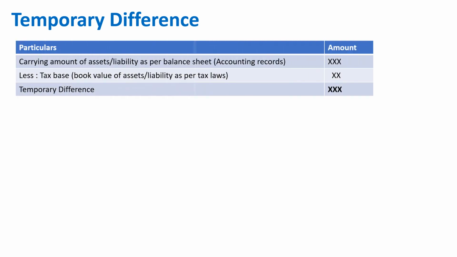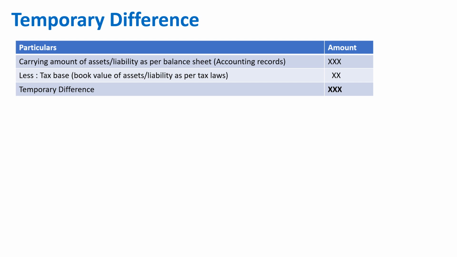Difference. What is the meaning of temporary difference? This is the difference between the carrying amount of an asset and liability as per the balance sheet, that is as per your accounting records, less tax base, that is the book value of asset and liability as per the tax laws. And the difference between the carrying amount and the tax base is called a temporary difference.